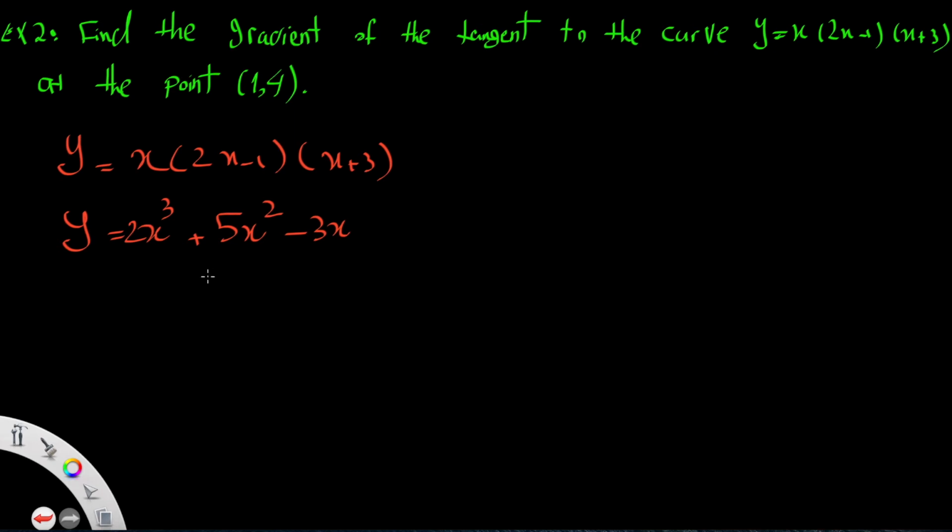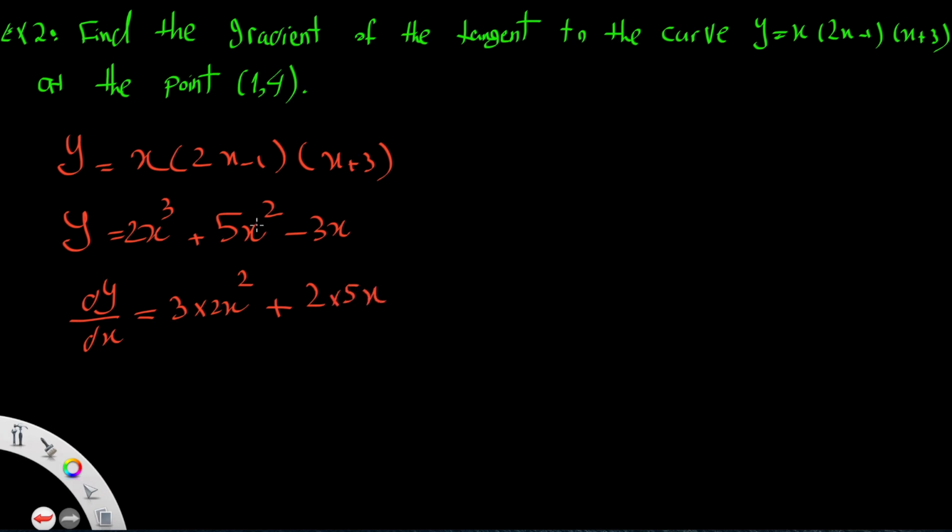Now, in order to find the gradient, we need to differentiate. So you can use this notation, dy/dx or y prime, it doesn't make any difference. So the power is multiplied, so it will be 3. Then 1 is subtracted from the power, so 3 times 2x squared plus 2.